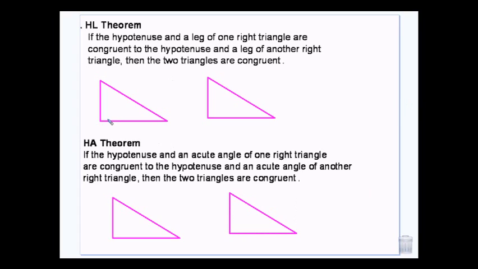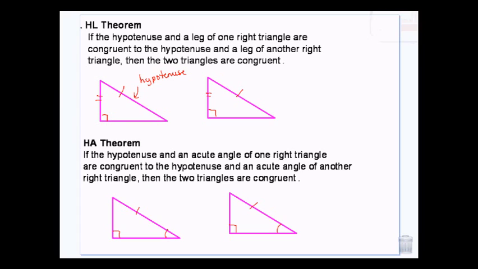Okay, so we have a right triangle, which means we have a 90-degree angle. Remember the hypotenuse is the long side. So if you have the hypotenuse and either leg, you're congruent. And if you have the hypotenuse and either angle that is not the right angle, which is basically the same thing as angle, angle, side, you're also congruent.